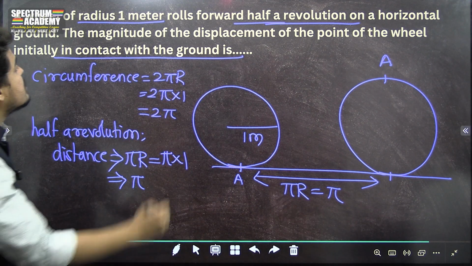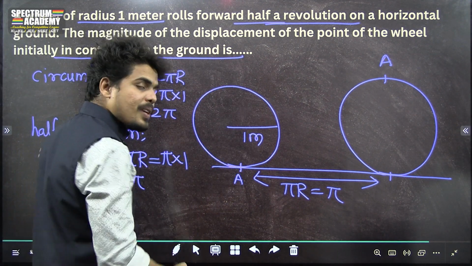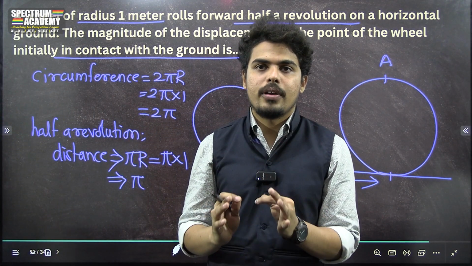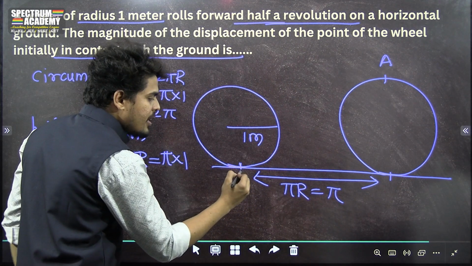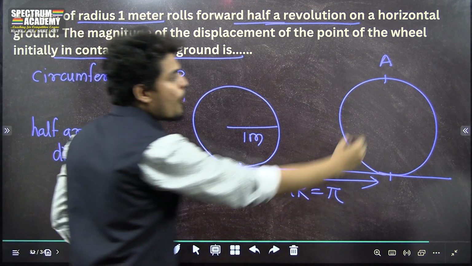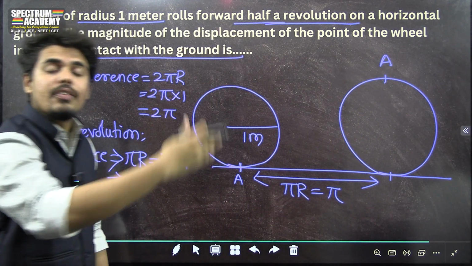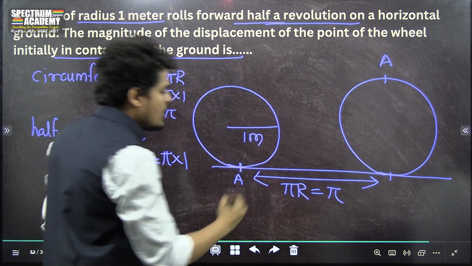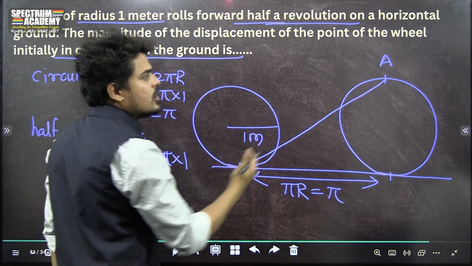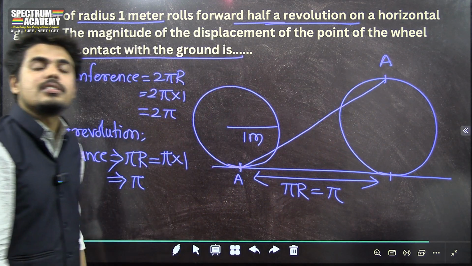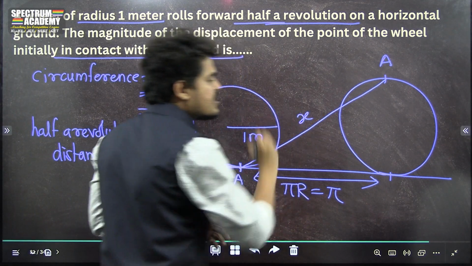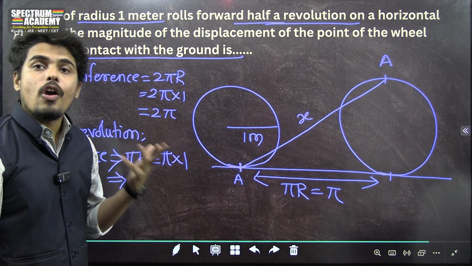Now we have asked the displacement of point A. Displacement means the shortest distance between initial and final point. Initial point A at the ground, this is the initial point of the motion. Final point A at the top after the covering half revolution by the wheel. So just join these 2 points. So the line joining these 2 points is nothing but the displacement. अगर उस displacement को मैं x consider करता हूं, then we have to find the value of x.